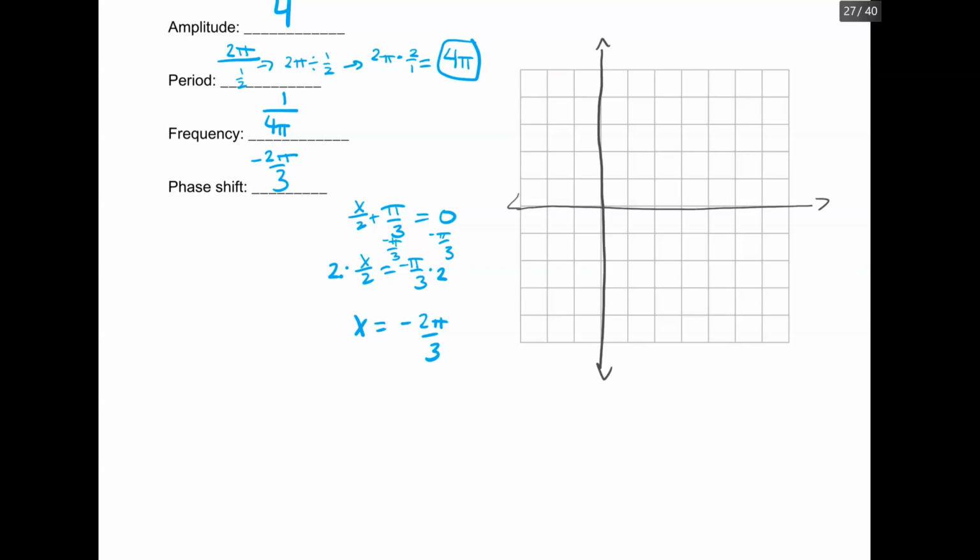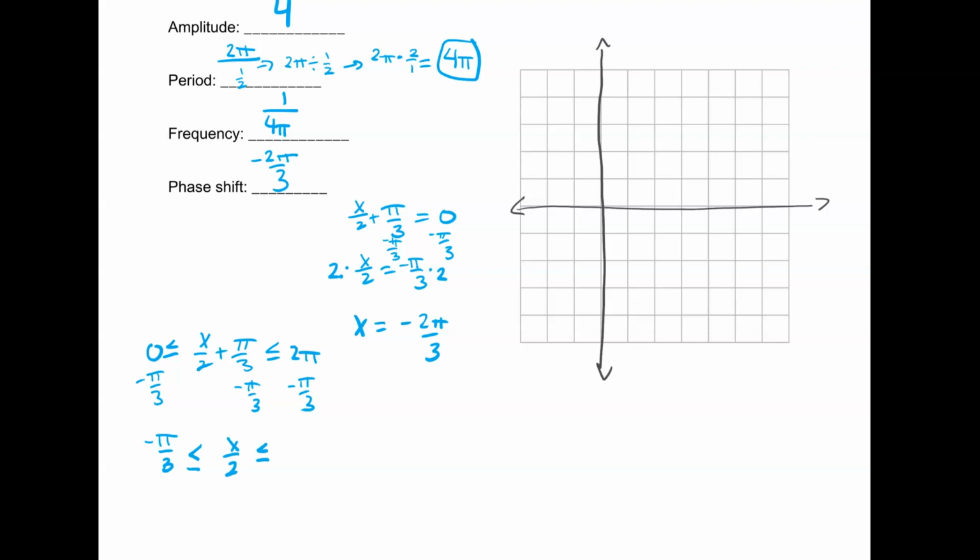Okay, the next thing I need to do is figure out my graphing area. For the graphing area, you set whatever's inside the sine or cosine parentheses. So here I set x over 2 plus pi over 3 less than or equal to 2 pi. First thing I need to do, subtract pi over 3 from all the sides. So I have negative pi over 3 less than or equal to x over 2 less than or equal to 2 pi minus pi over 3.